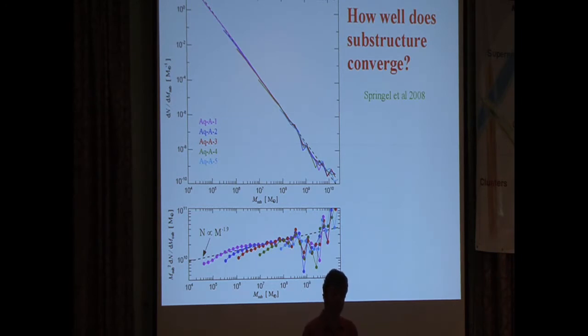This is more numerically demanding, because if you run a large simulation, you have a very large number of particles to represent the main halo, but still only a relatively small number of particles for the smaller lumps. So the question is, how well do the results converge?